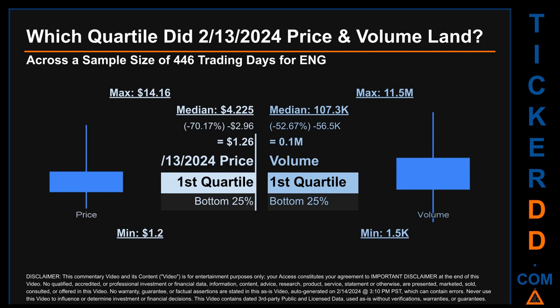Descriptively, ENG has a median price of $4.225. Therefore, February 13, 2024 price was lower from that middle marker by 70.17%. The day's volume of 0.1 million was less than the median by 52.67%.